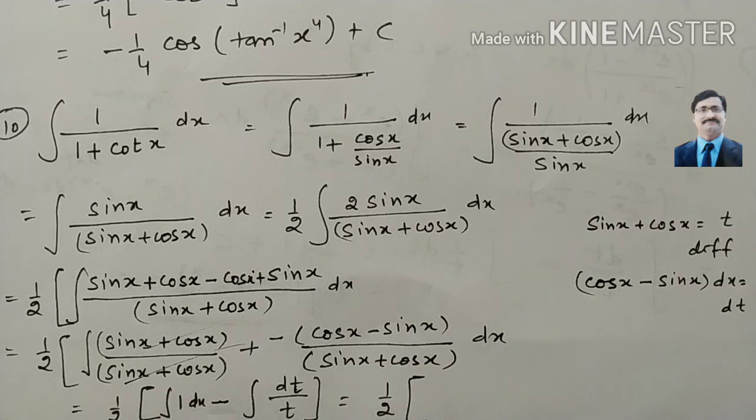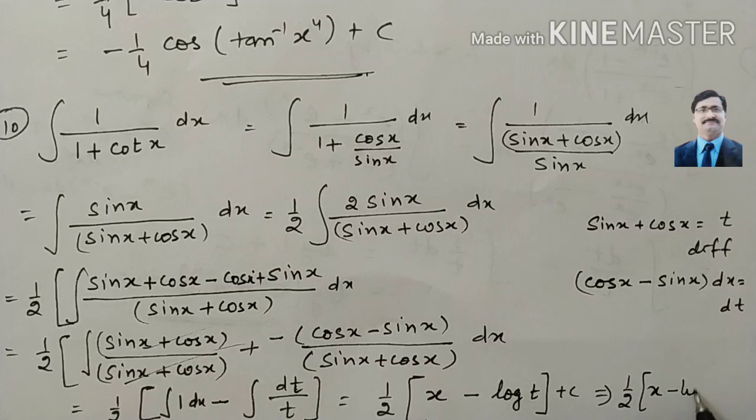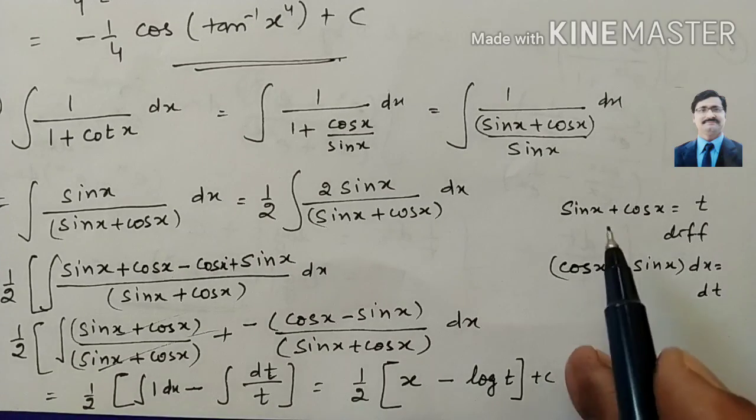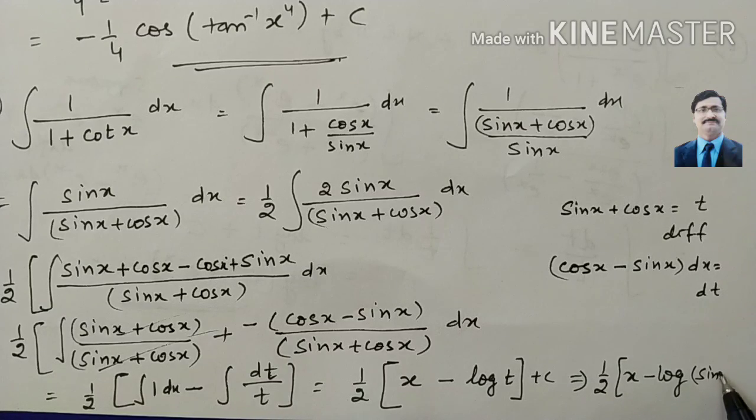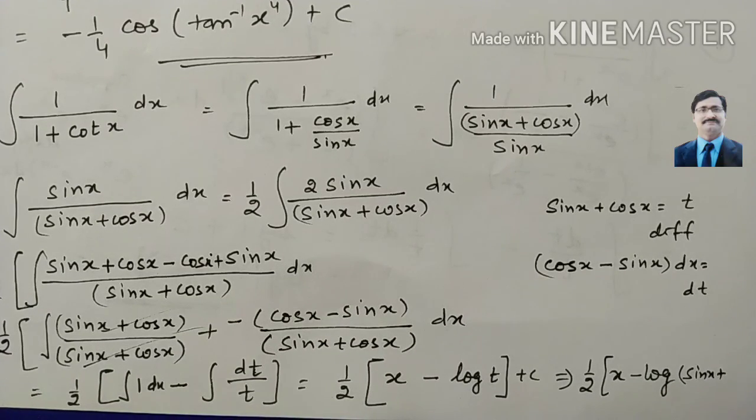So we get 1 upon 2 bracket, the integral of 1 with respect to x will be x, and the integral of 1 upon t dt will be log t. Okay, and in place of t we have to put the value. This is our answer: 1 upon 2 bracket x minus log of sin x plus cos x, plus c. This is our answer. All understand this?